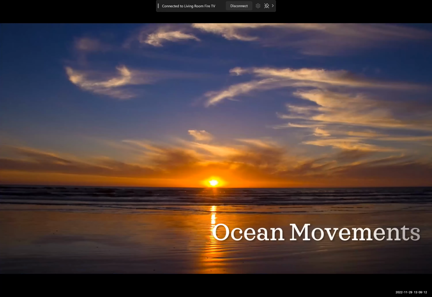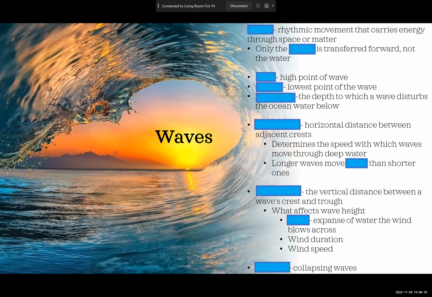So ocean movements. Let's talk about this real fast. I'm watching our time. There we go. All right. What is the rhythmic movement that carries energy through space or matter? It's a general term, moves energy. Jack. Waves. Okay. What kind of waves do we have in the world? Ocean waves, sound waves, light waves, electromagnetic waves of all kinds, right? So a wave is anything that carries energy through space or matter.